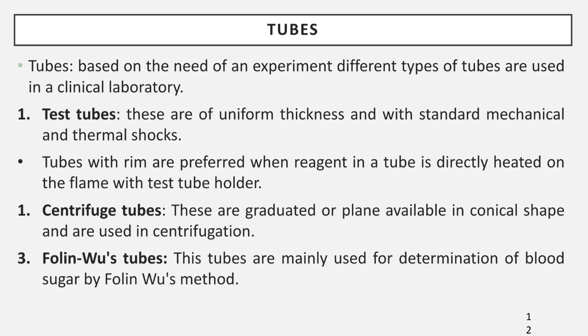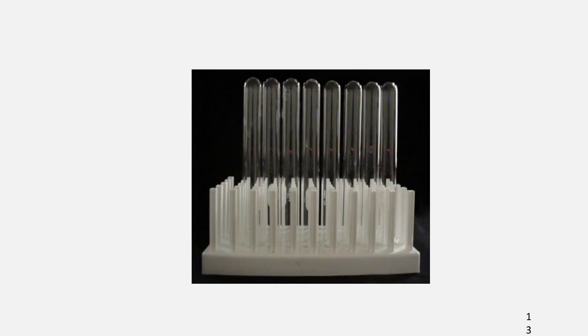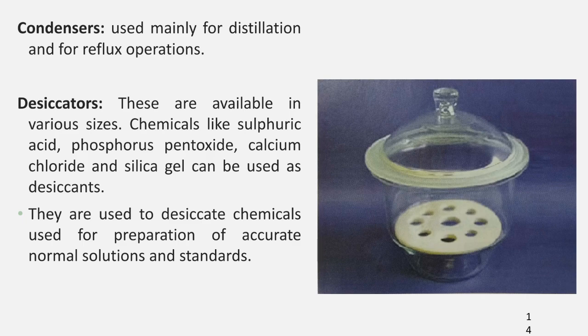Then Fallon tubes. These tubes are mainly used for the determination of blood glucose levels by the Fallon method. These are the different types of tubes: test tubes, centrifuge tubes and Fallon tubes. These are the test tubes. And next are condensers. Condensers are mainly used for distillation and reflux operations.